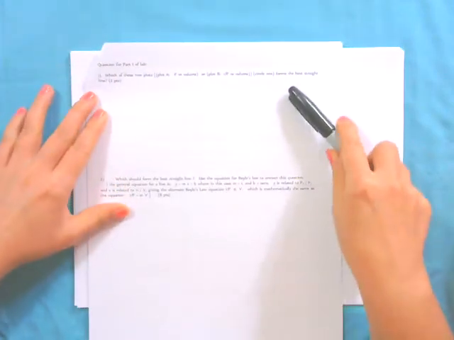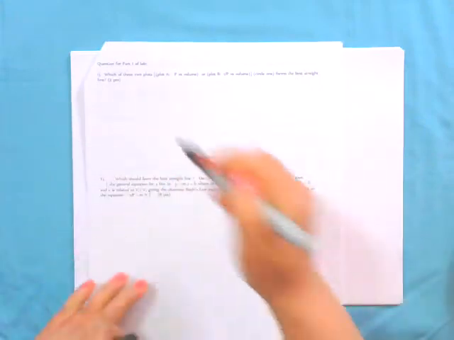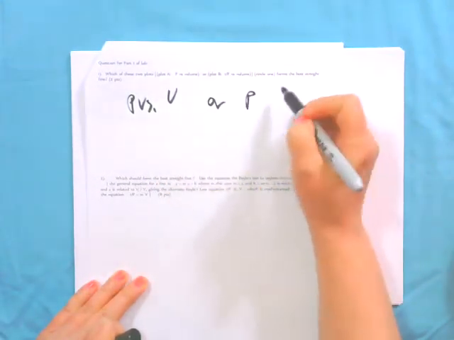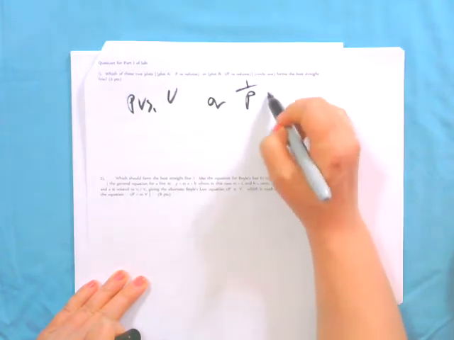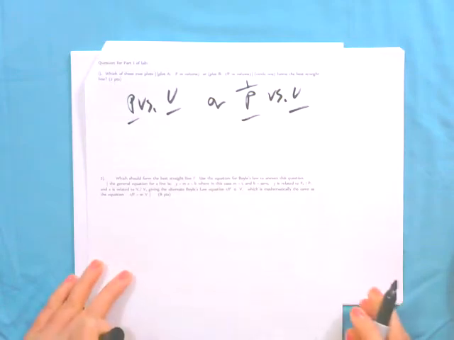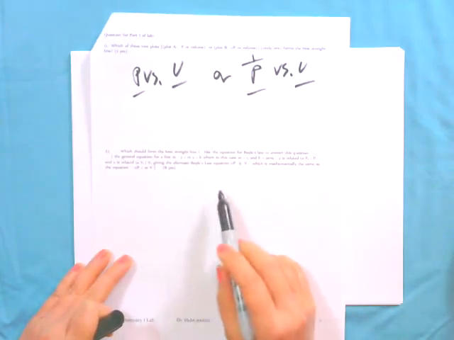So the first question asks, which of these two plots, pressure versus volume, or 1 over pressure versus volume, is the best straight line? So you're going to answer that. That's worth 2 points. And then you're going to explain why.